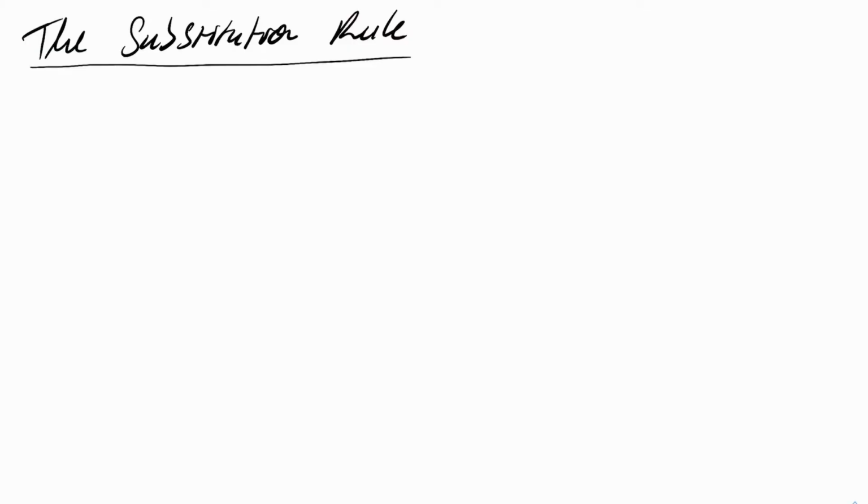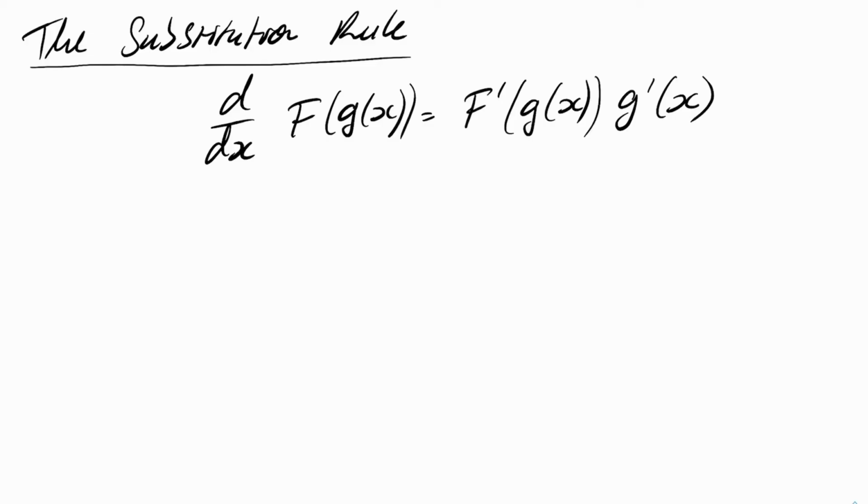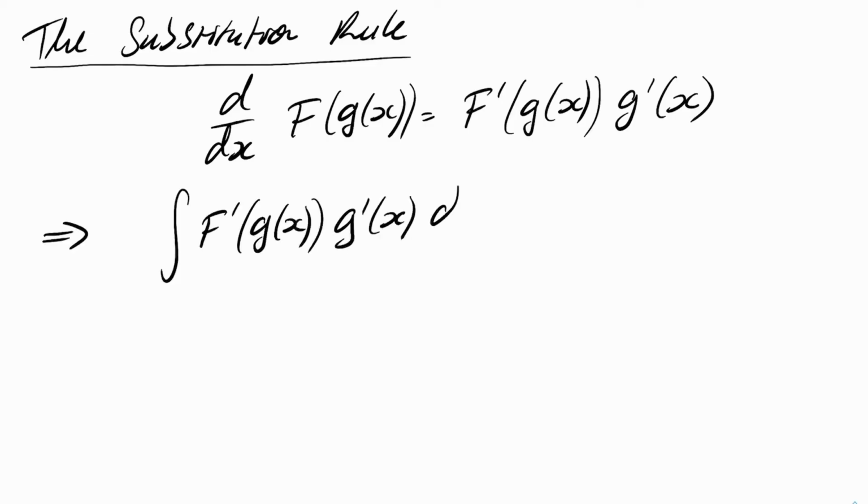Our starting point for the substitution rule is to consider the chain rule for differentiation and integrate it. So consider the following. If I differentiate a function, capital F, of g of x, then I can differentiate this using the chain rule quite straightforwardly, and that means I can integrate it using the fundamental theorem of calculus. So what this is telling me is that if I have a function of some other function times a derivative of the other function, then I can find the integral of this whole expression.